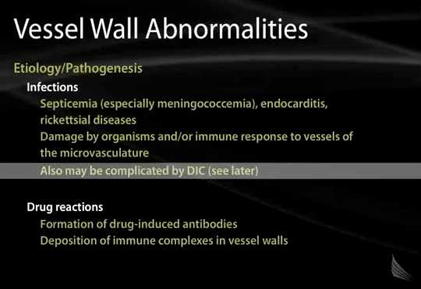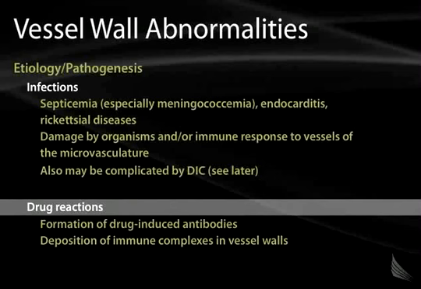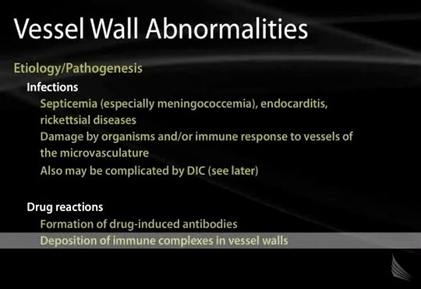It can also be complicated by the overwhelming consumption of platelets and clotting factors referred to as disseminated intravascular coagulation, or DIC. Furthermore, various drugs that we use can cause vessel wall abnormalities, and you can have drug-induced antibodies to the various components of the vessel wall. And you can have deposition of these immune complexes within the vessel wall, which can lead to the formation of clot or to the inability of the vessel wall to adequately activate the clotting cascade.